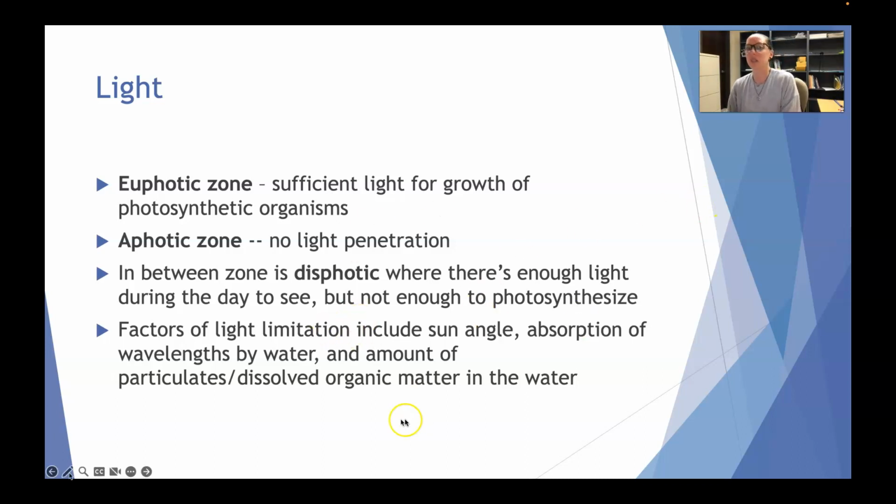And sun angle is a huge thing here as well. At the equator, we have more direct, straight up and down sunlight, whereas at the poles it's a much harsher angle, and so there's probably not going to be as much light penetration there.